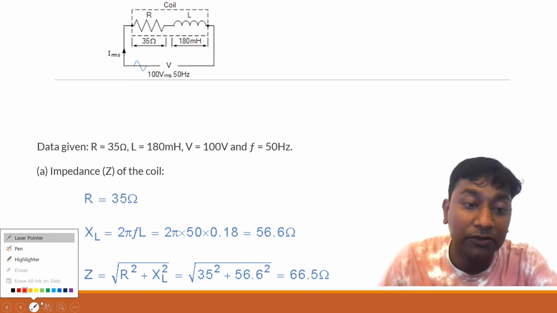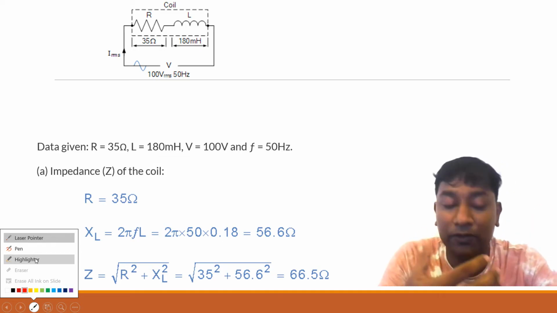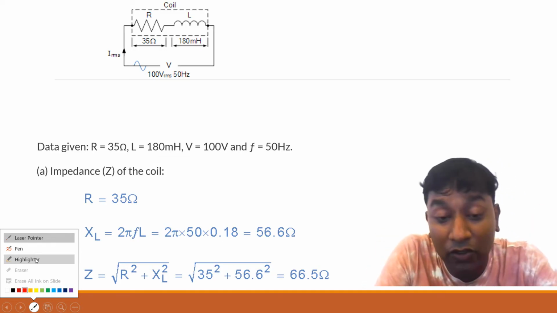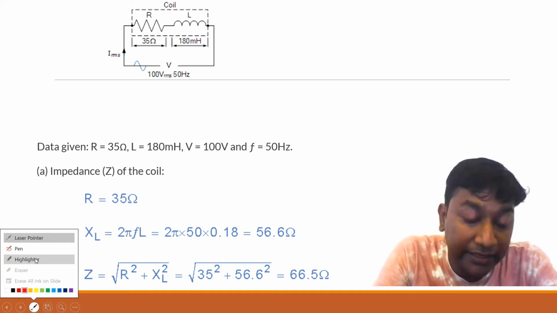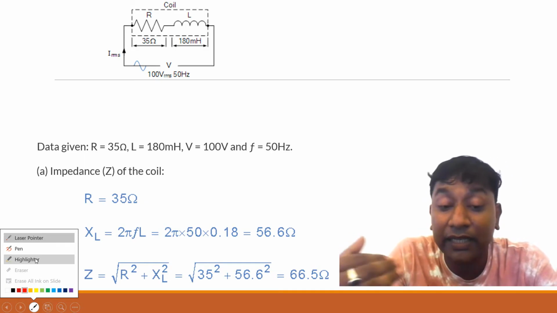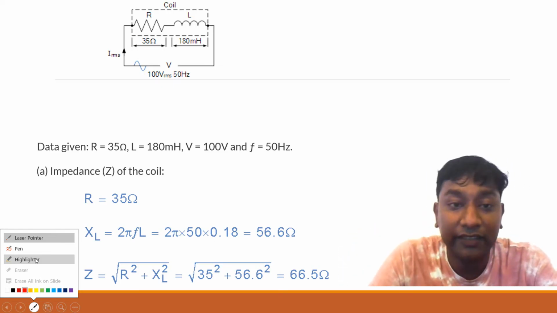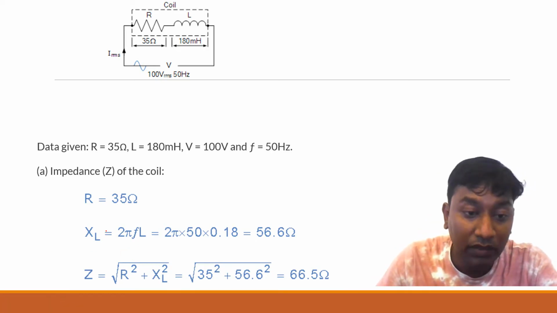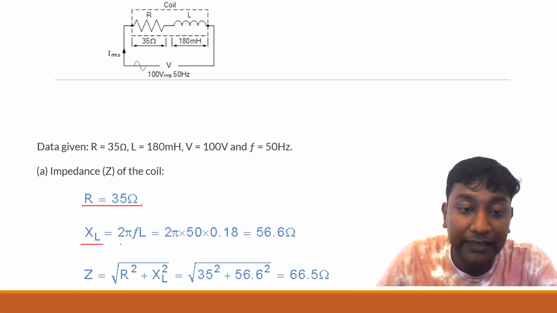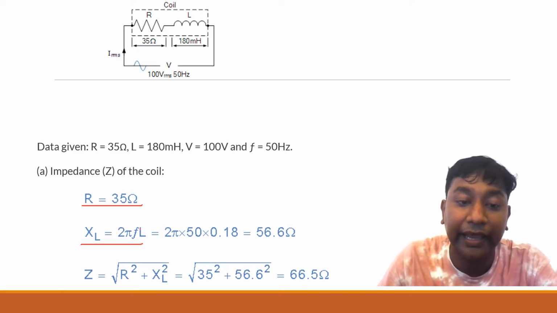We know Z equals R plus j(XL minus XC). That is the total formula, in complex form. But if you see the magnitude, then Z equals root over R square plus (XL minus XC) whole square. Here XC is not present, meaning capacitive reactance is not there. So we only consider the resistance and XL, the reactance due to inductance. We know XL is 2 pi FL.